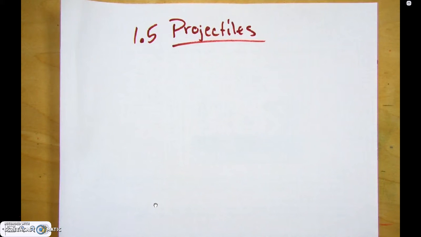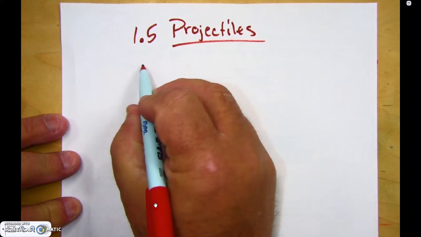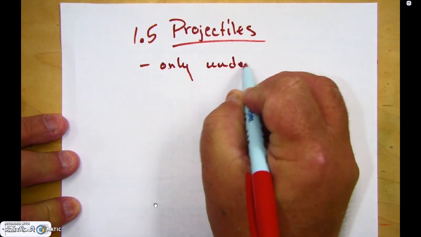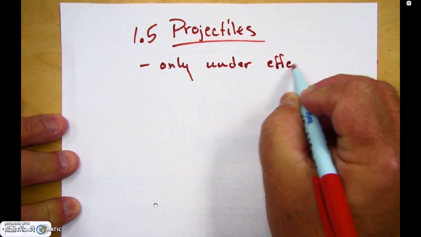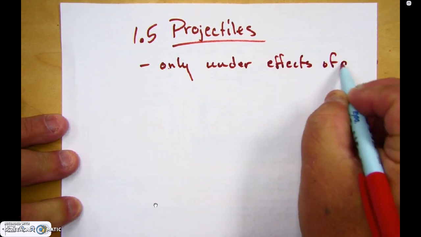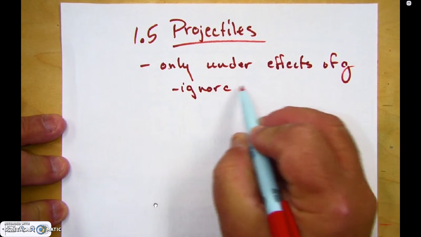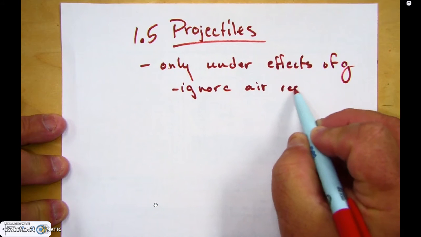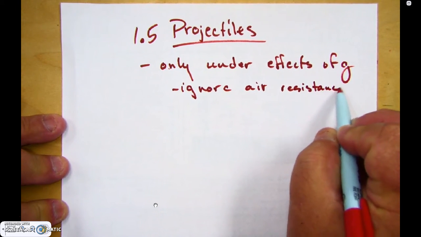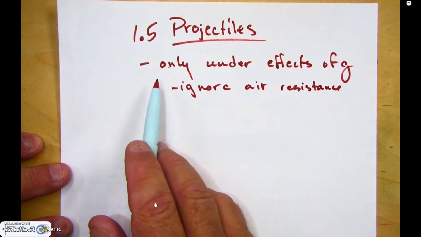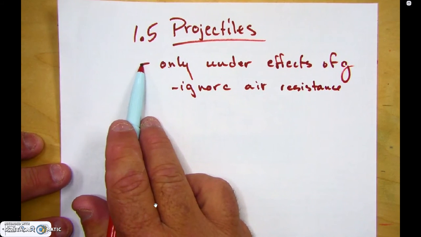Okay, we're talking about projectiles right now. Now, a projectile is anything launched only under the influence of gravity. So only under the effects of gravity. Nothing else. We're going to ignore air resistance, although later on at the end we'll discuss how air resistance would change it. But to solve the problems, we're going to have to ignore air resistance, because we have too much factored in if we have to worry about that. So let's take a look at that.